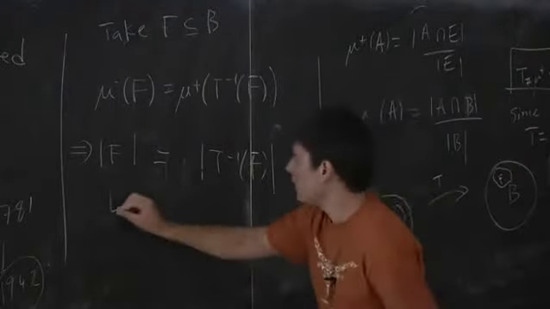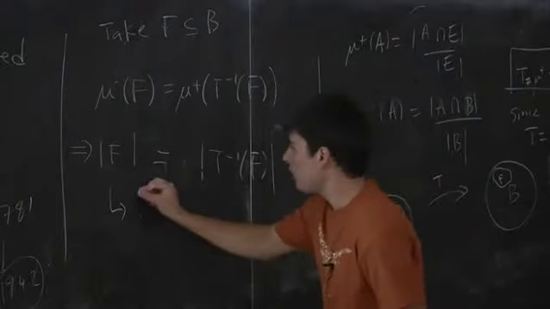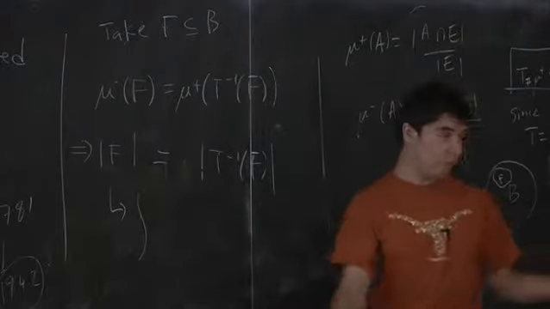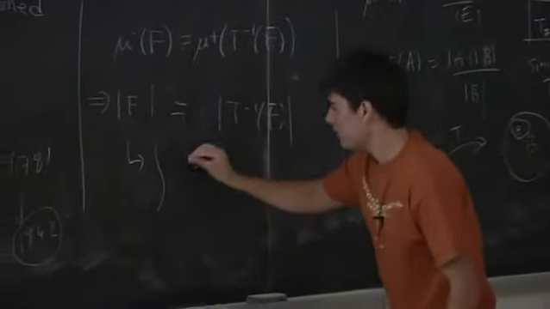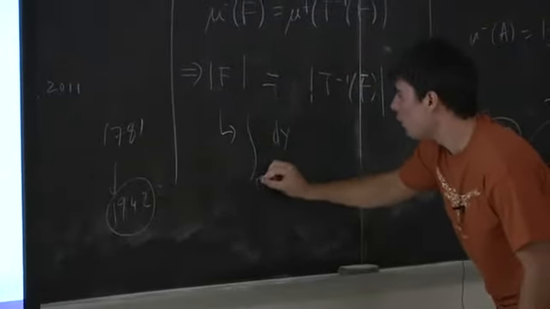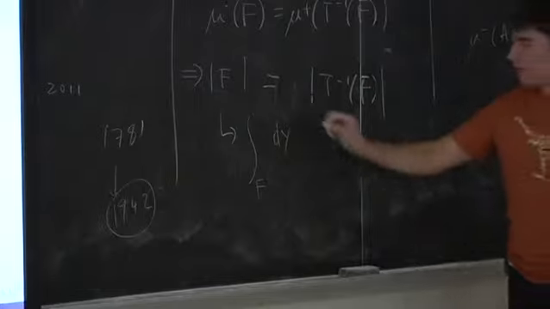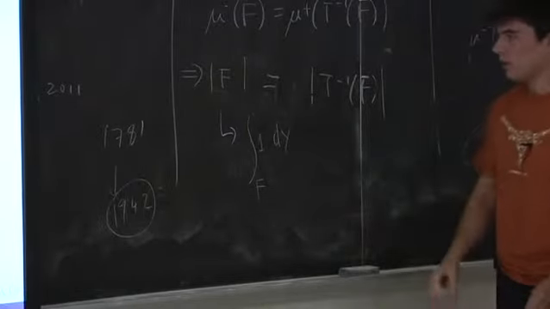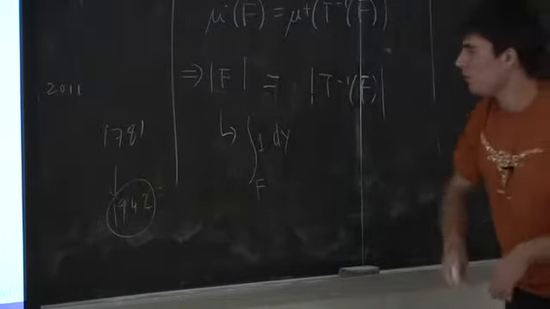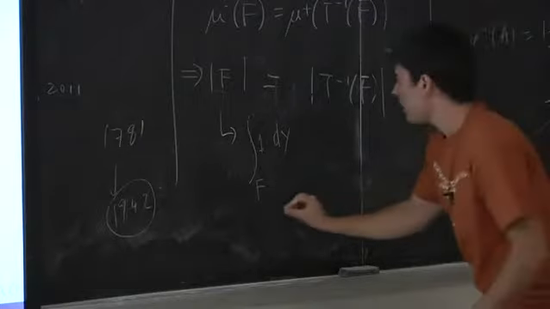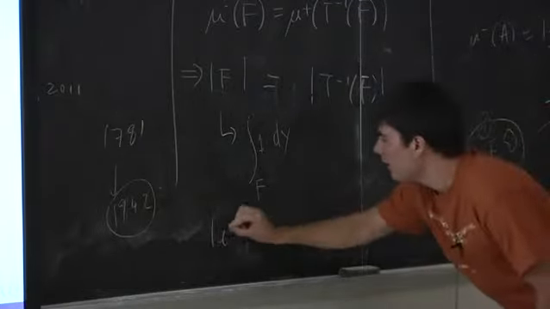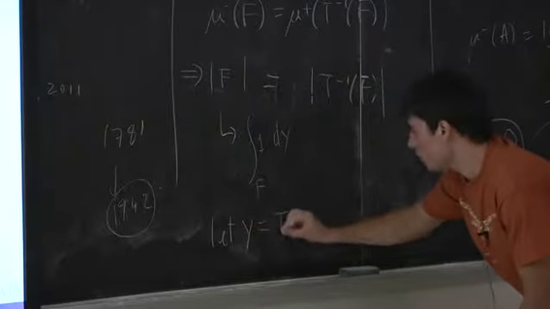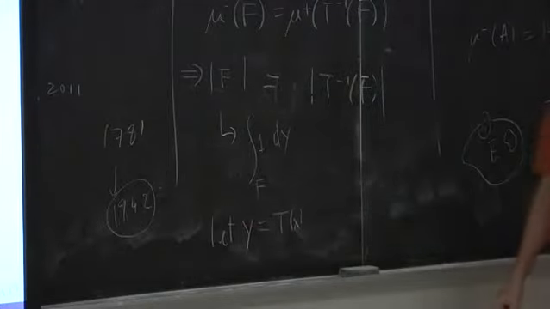Good. Now we're just going to compute this volume. We compute volumes by doing integrals, so this is just the integral of dy over F, and here there's like a 1. You count each point in F, and that's how you compute the volume. Now we're going to say, let y be equal to T of x. We're going to do a change of variable.